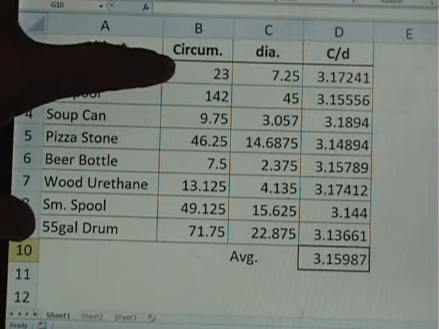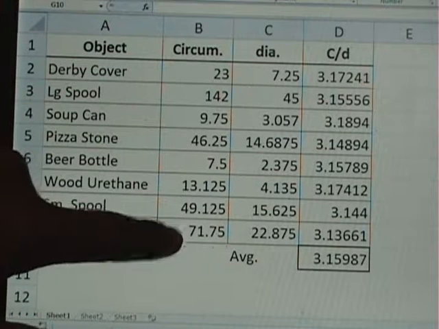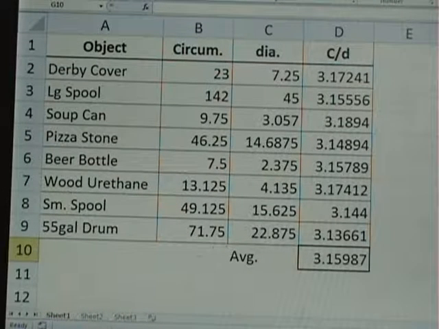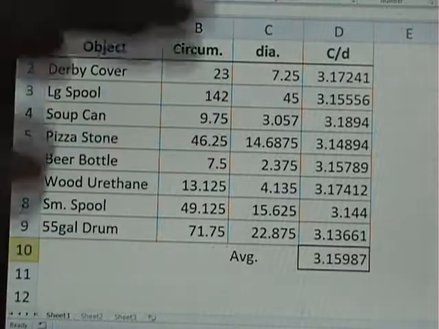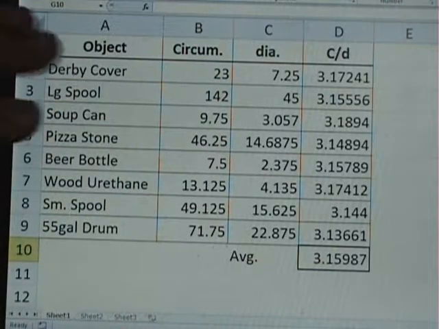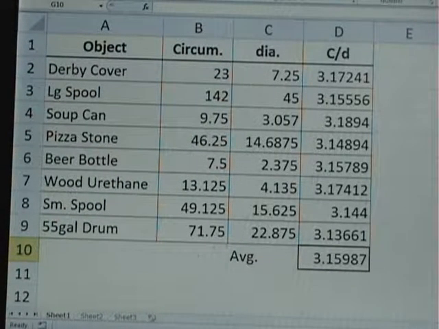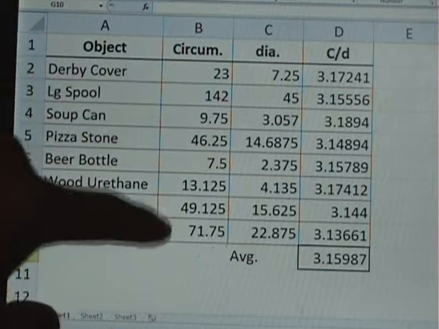If you look, the circumference of each varies. I tried to find objects that were not very similar to each other, like a vegetable can and a soup can, so that we can get a wider range, larger objects, smaller objects, and try to come up with an average. So this was the circumference of each.